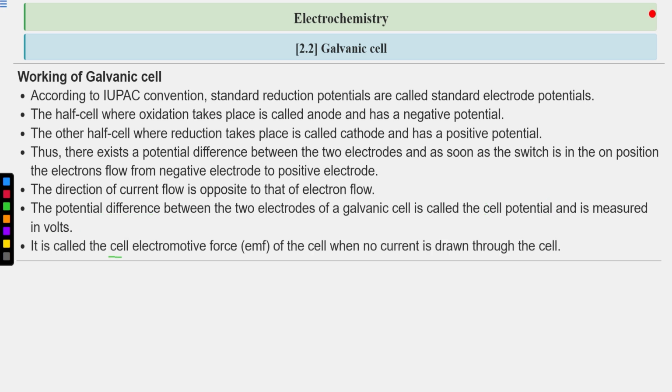It is called the cell electromotive force, or EMF, of the cell when no current is drawn through the cell. Okay, when no current is flowing through the circuit or through the cell, this potential difference between the two electrodes of a galvanic cell is called the cell electromotive force, that is EMF.